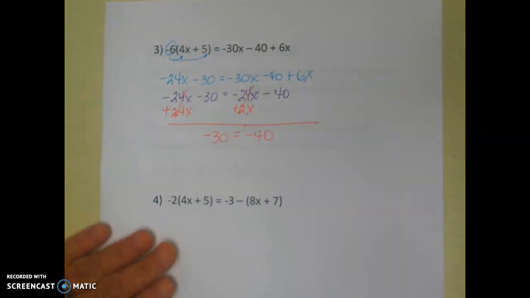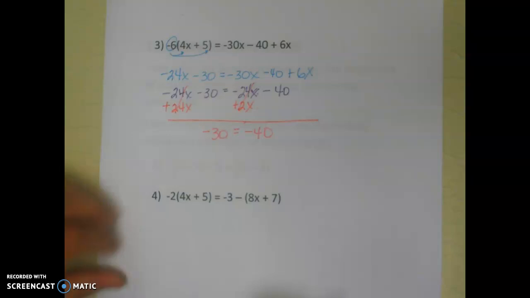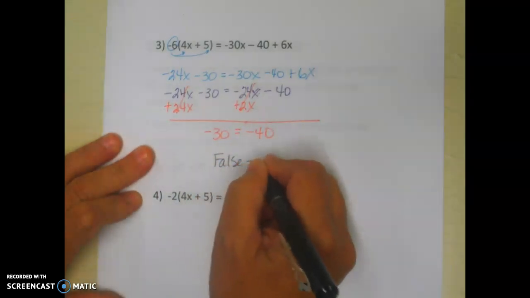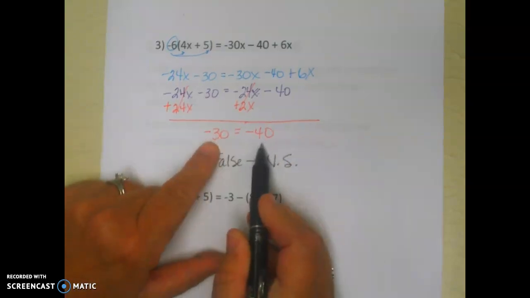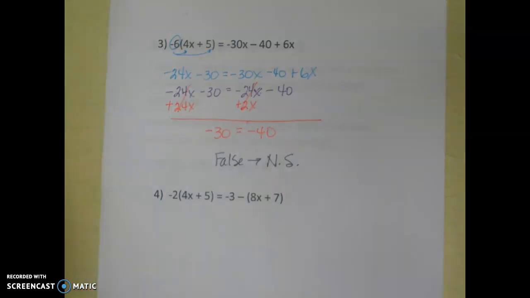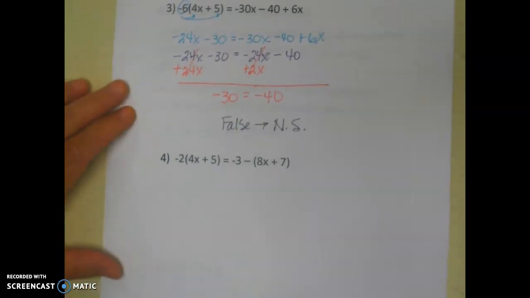If you end up where you don't have any variables left, it's either going to be no solution or all real numbers. Since this is false, since that's not true, that means we have no solution. If you had negative 30 equals negative 30, that would be true, and it would be all real numbers. So when you get rid of your variables, you have one of two things: you're either all real numbers or no solution. All right, so let's try this one. This is going to be the last one we do for this part.